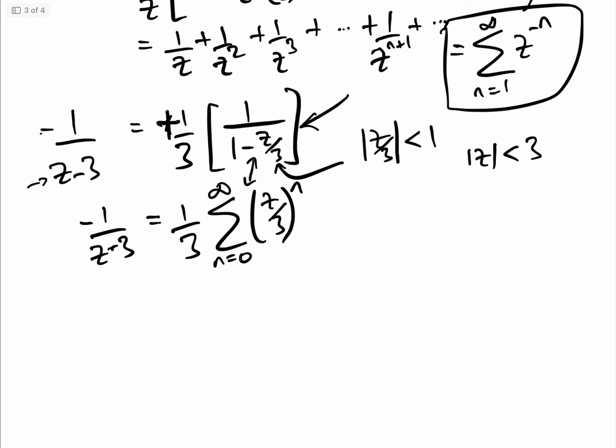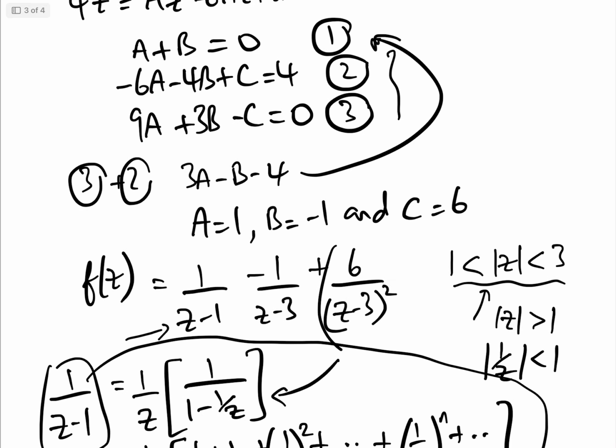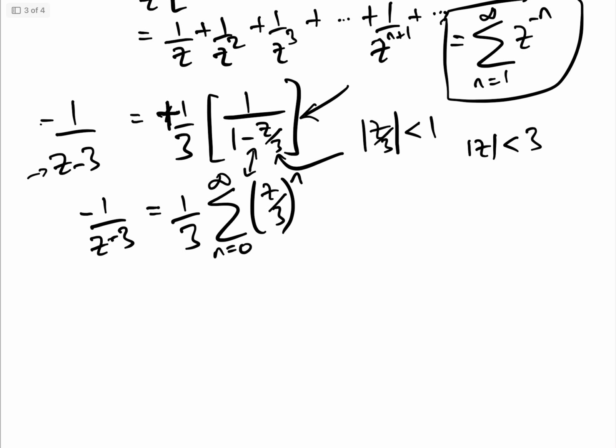Now, here's the interesting one. What's the third one? There, 6 over z minus 3 squared.